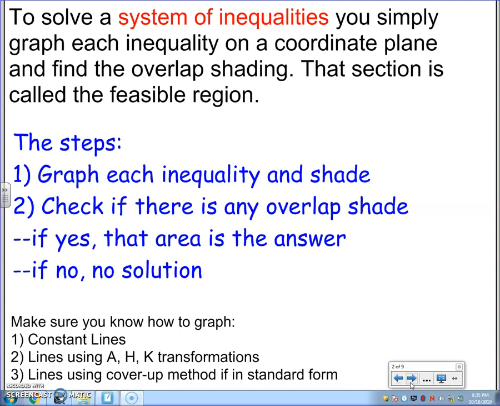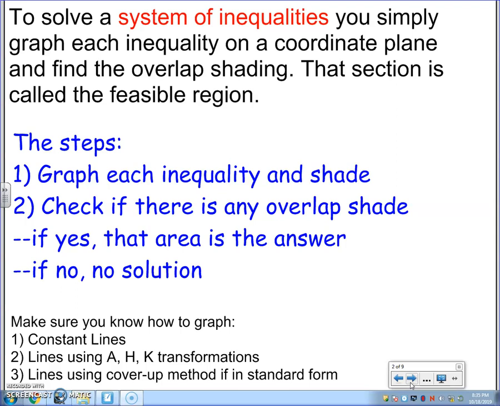The steps are simple. You just graph each inequality on the same coordinate plane, on the same graph, and check if there's any overlap shading. If yes, that area on the graph is the answer. You don't show domain or anything else. You just leave the graph and make sure that overlap area is really dark. And if no, you have to say no solution.